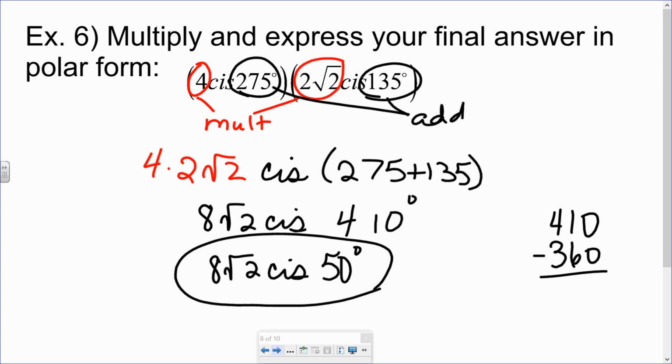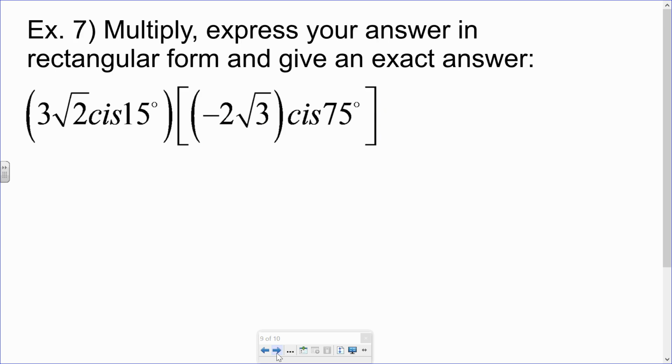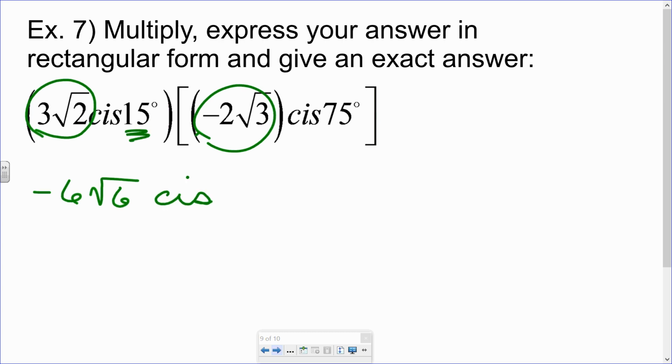One last example, and then I'll have a few that I will have you guys do just for some extra practice. Multiply these, but this time back to rectangular form, and exact means no calculator. I can do this. Come on, it's the last one. So what do I do with the numbers out in front? Multiply. What do I get if I multiply those? Giselle, what do I get if I multiply those two numbers? What's 2 times 3? Okay, what do I do with my angles, everybody? And what do I get, everyone?